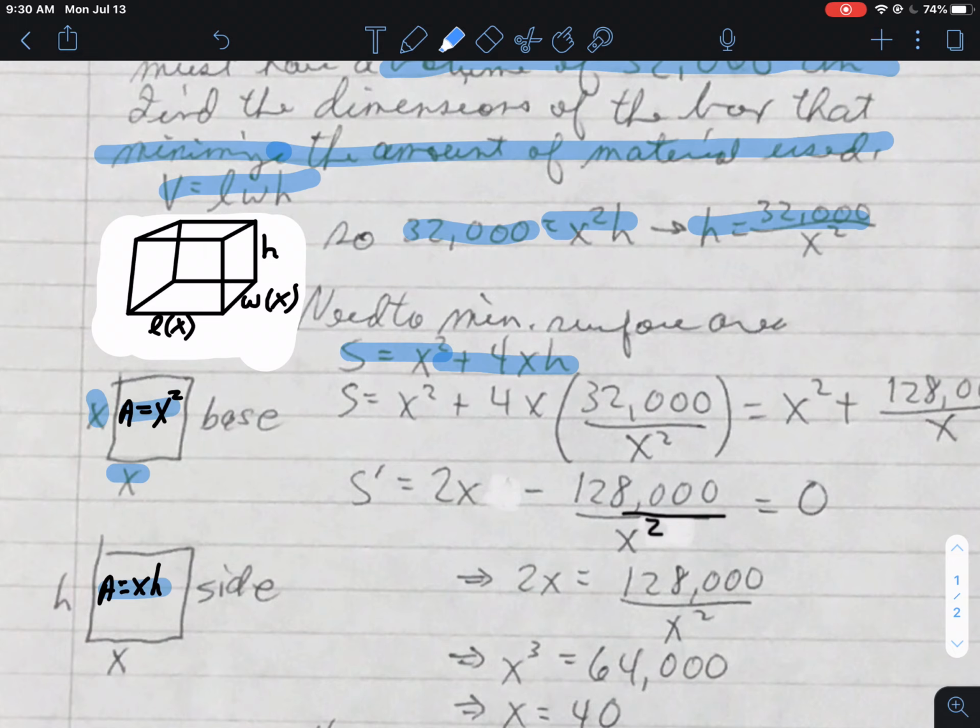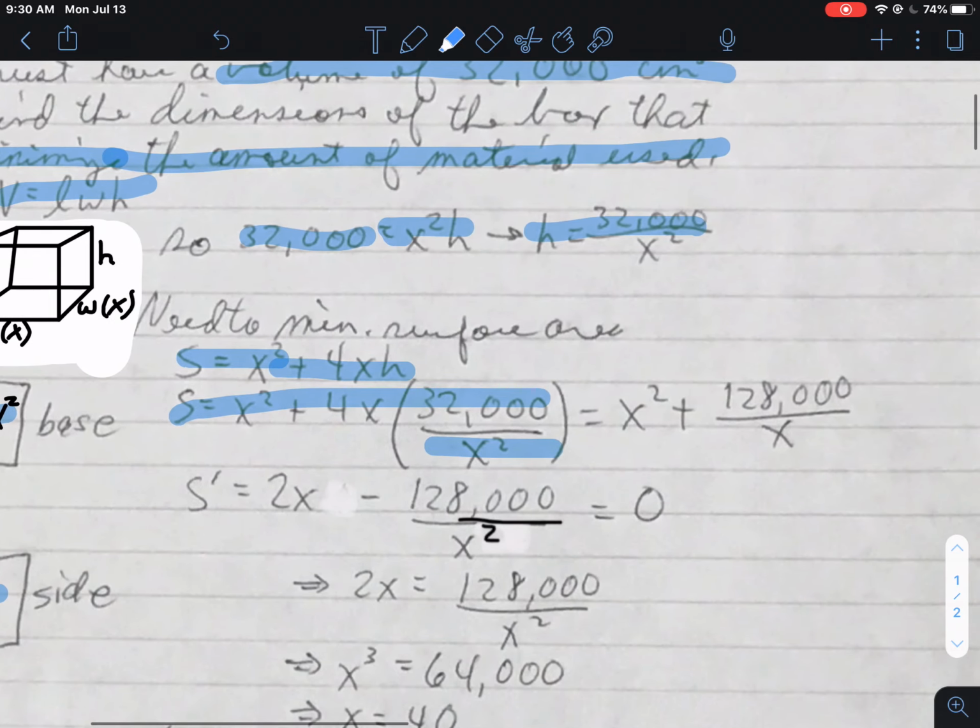So I'm going to go back to our surface area that we had, x squared plus 4xh. I went ahead and subbed out h with 32,000 over x squared. So I now have S equals x squared plus 4x times 32,000 over x squared. As soon as you do that, you have your optimization quantity in terms of a single variable. Now you're just back to business as usual. I want to find the critical numbers of that function. So I simplified it and rewrote it: x squared plus 4 times 32,000 is 128,000.